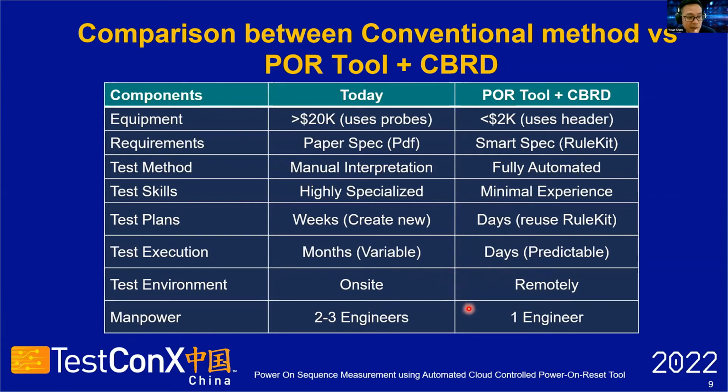So this power on research tool can be accessed through cloud service. Meanwhile, the user is no longer required to travel or be on site for any power sequencing test case. That means you will save a lot of cost. They only require one engineer to set up and debug their test case. With this, users can actually save cost.